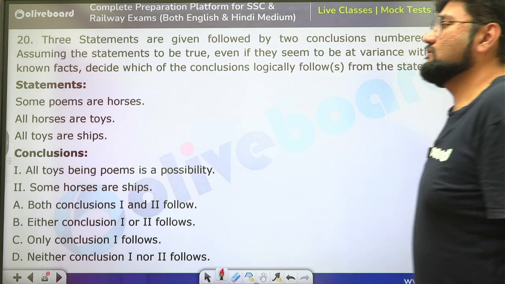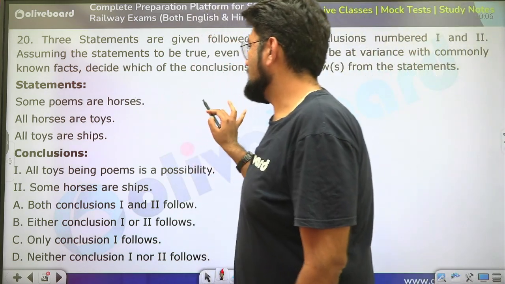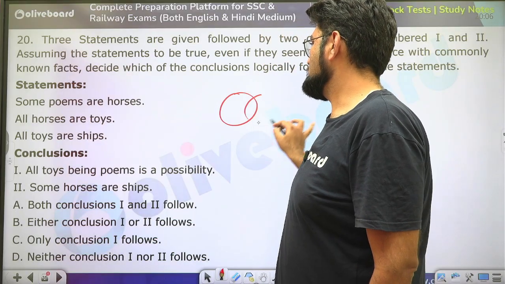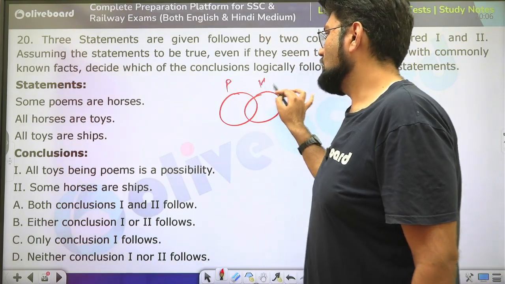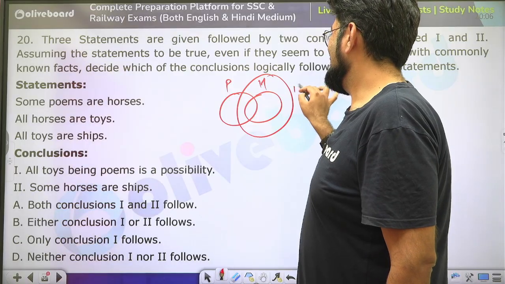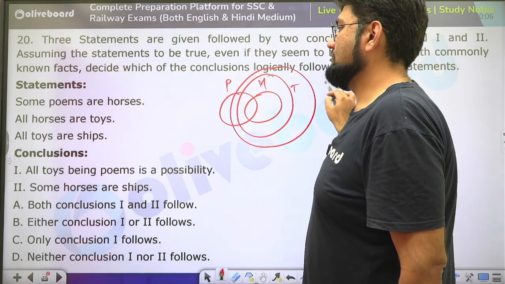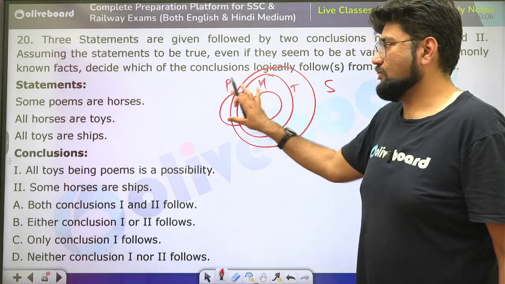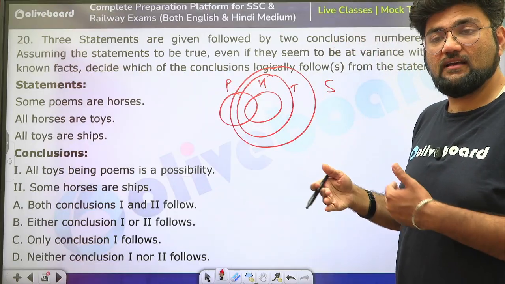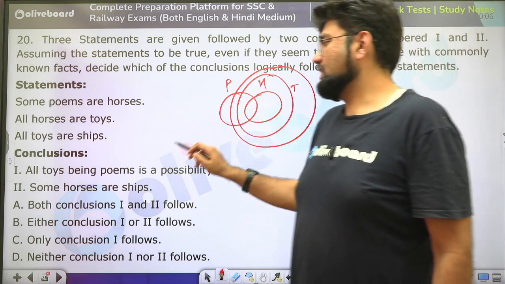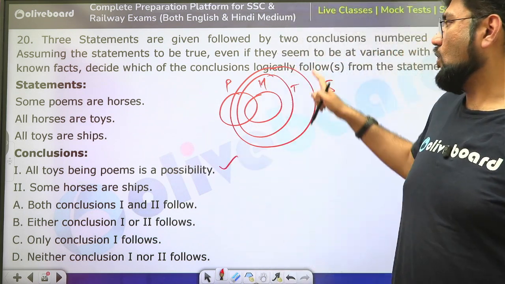In this question, the statement says some poems are horses. So some poems are horses. All horses are toys and all toys are ships. All toys being poems is a possibility. Poems and toys are related by a sum. So all will definitely be a correct possibility. And some horses are ships.